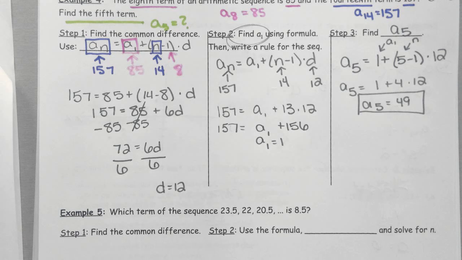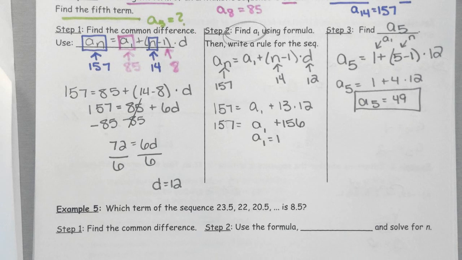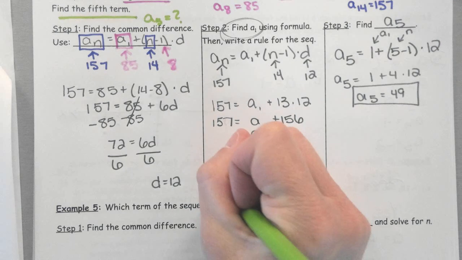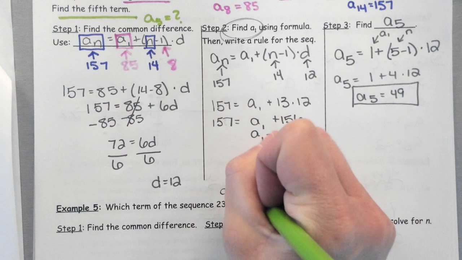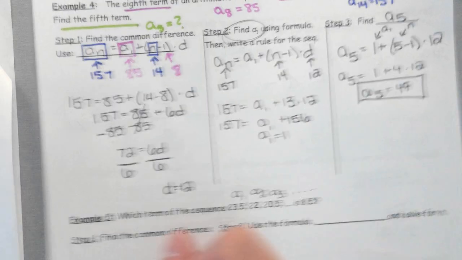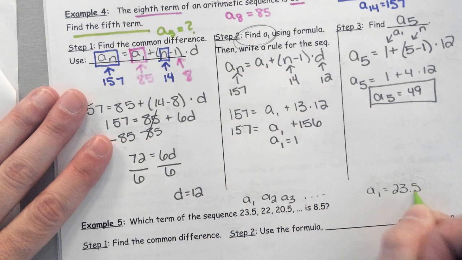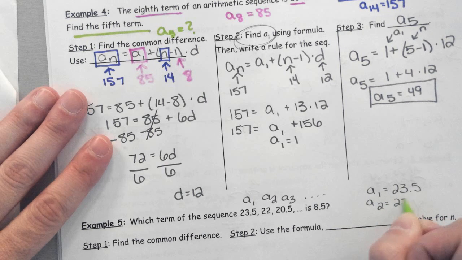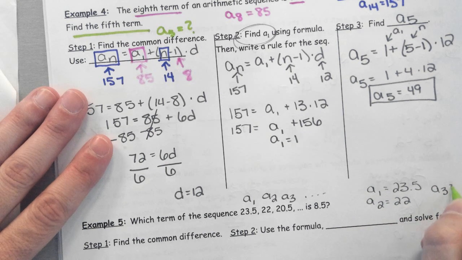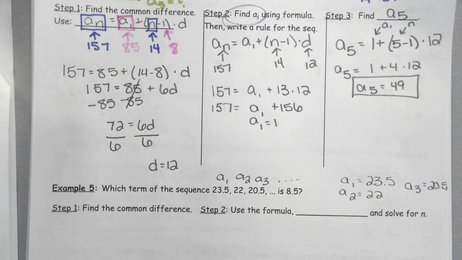Okay? One more example. You ready for the last one of the day? Alright, so this is given in order. Whenever you're given a sequence, you're always going to assume the first term is 1, 2, 3, and so on. So I know a sub 1 is 23.5. I know a sub 2 is 22. And I know a sub 3 is 20.5. So those are the things that I know.